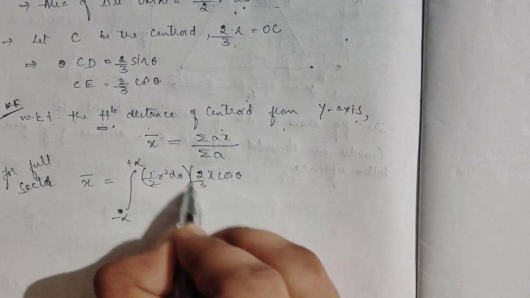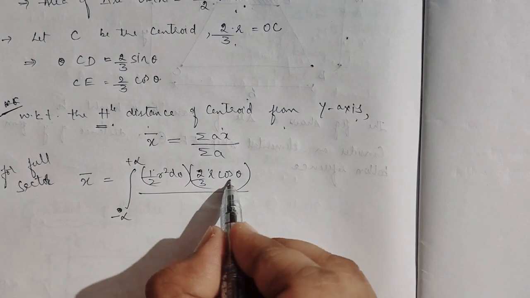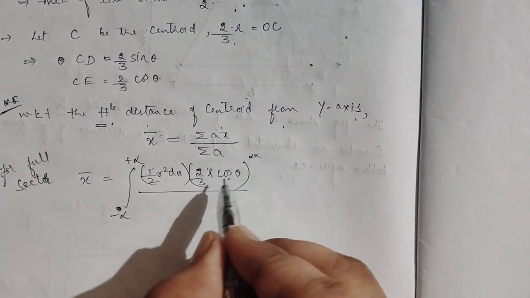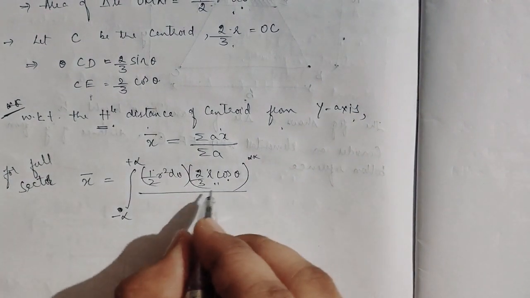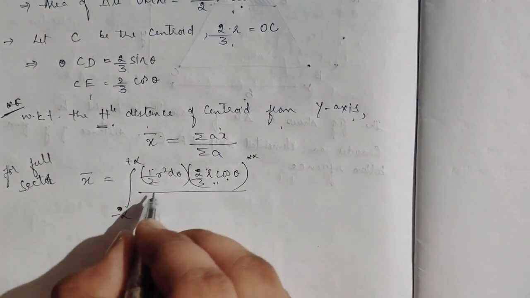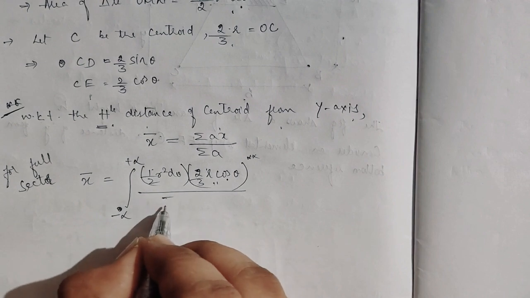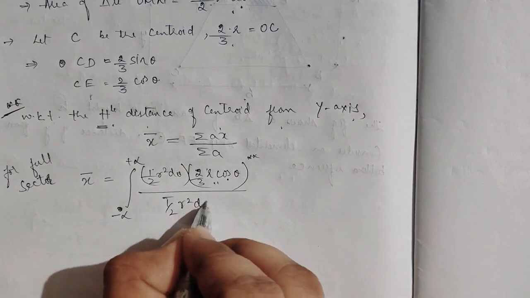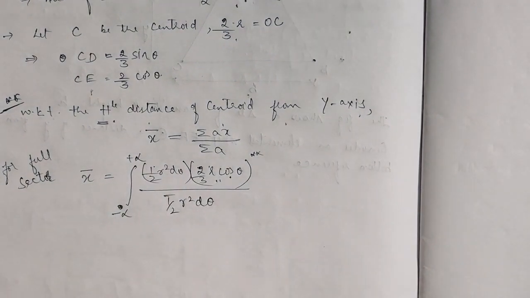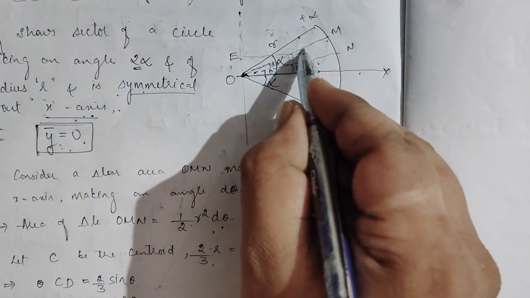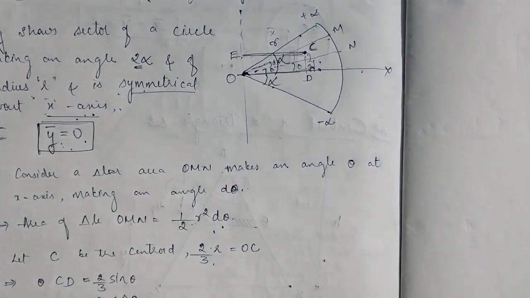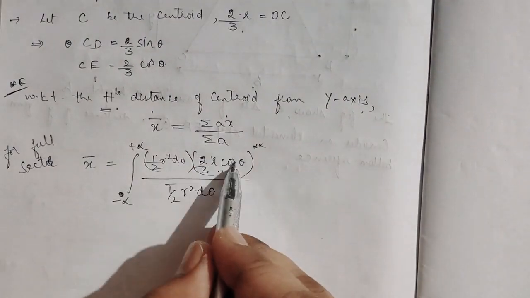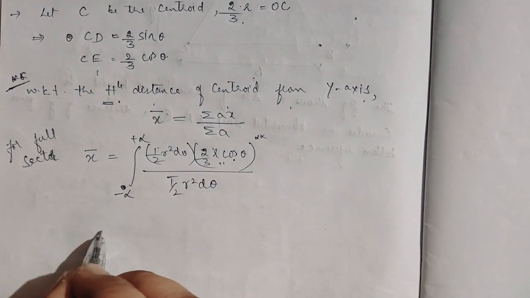r cos theta. Here there is also a key point, it will change. Here we are taking the centroid at 2 by 3 r cos theta and the area half r square into d theta. Here we are taking this distance, and this distance is nothing but the sigma a into x.